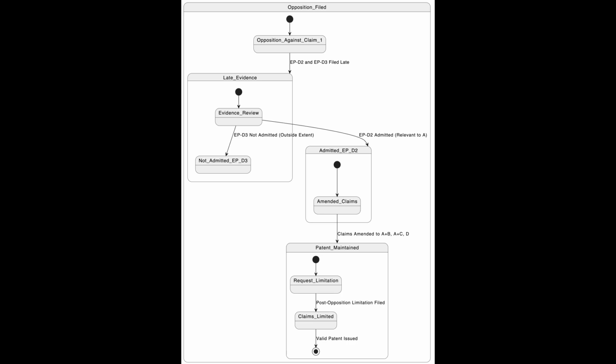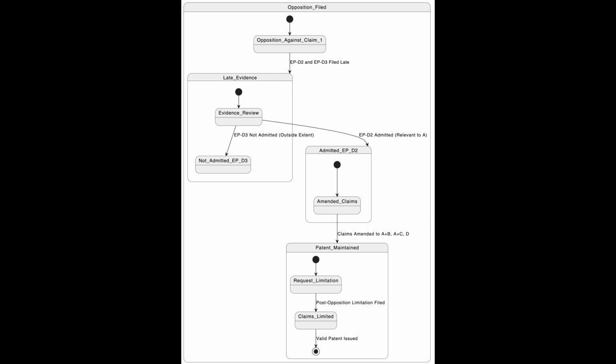Recap and reflection. Let's summarize the steps for Company E to secure the best outcome. During opposition, file amended claims directed to A plus B, A plus C, and D. These claims will survive the challenge from EPD2. Post-opposition, request limitation to delete Claim 3, which lacks novelty over European Patent D3. File the revised claims and pay the required fee to finalize the limitation. By following this strategy, Company E ensures that its patent remains valid and retains protection for the strongest subject matter.